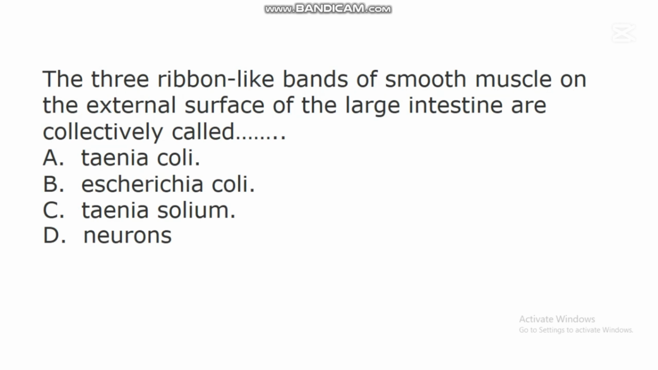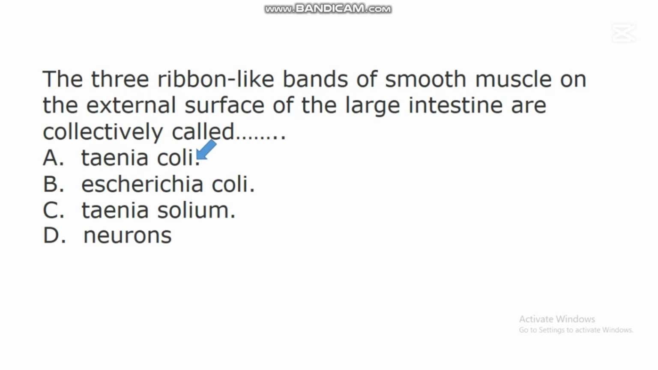The next question says, the three ribbon-like bands of smooth muscle on the external surface of the large intestine are collectively called dash. A. Taenia coli. B. Escherichia coli. C. Taenia solium. D. Neurons. In this question, the correct answer is A. Taenia coli. Taenia coli are the three ribbon-like bands of smooth muscle found on the external surface of the large intestine.